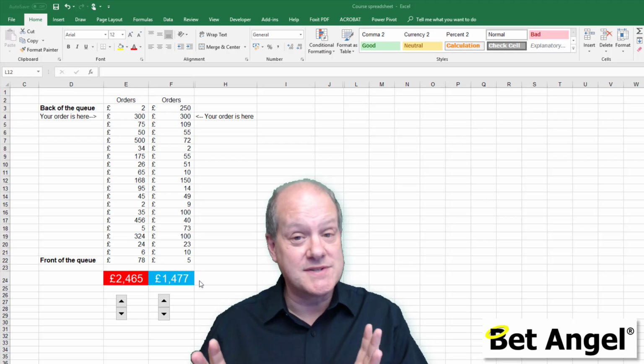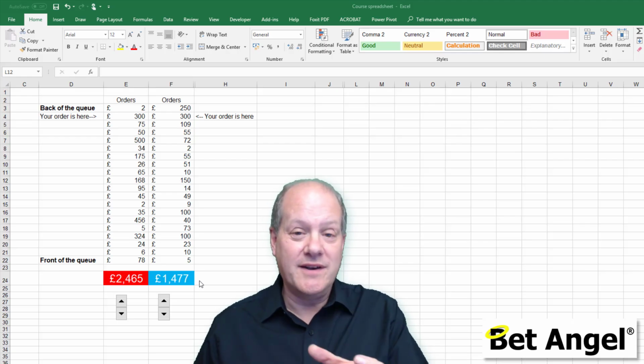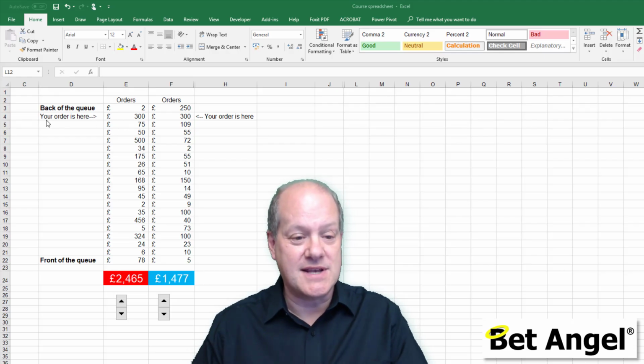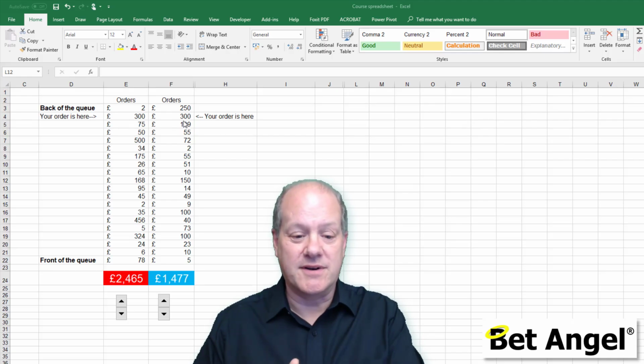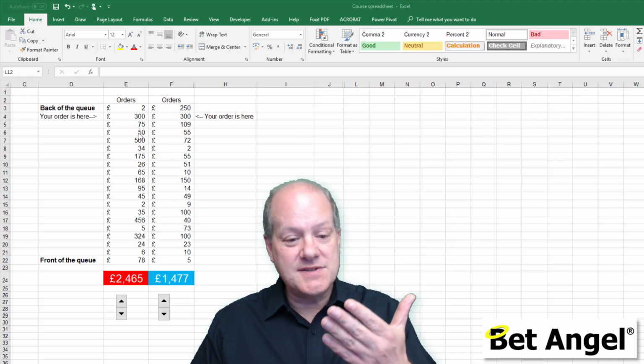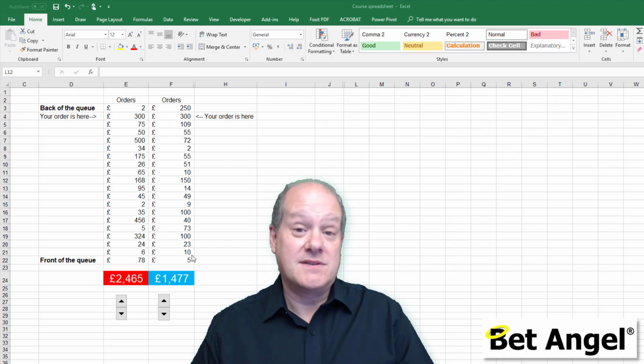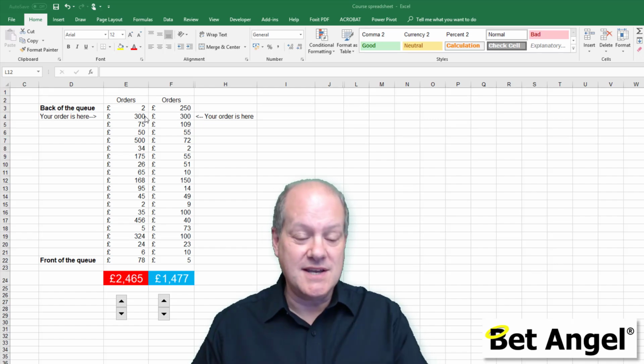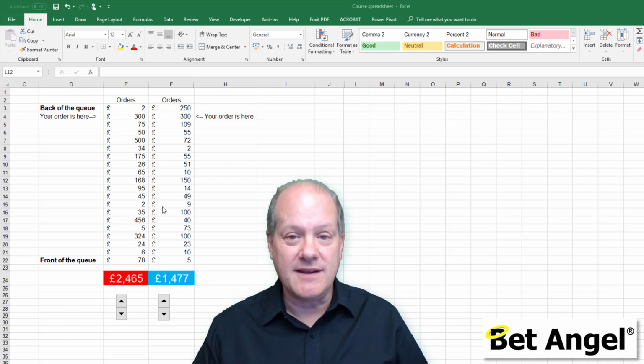So on this occasion, what we're saying is that we're putting one £300 order in on one side and a £300 order in the other. You can see here it says your order is here, and you can see £300 on one side, 300 on the other. And then this is all of the money that's waiting to get matched. So you're joining the back of the queue. You're basically putting your positions into the market when there's loads of money there already.